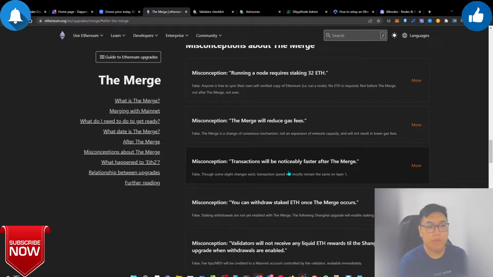Basically the same thing: gas reduced, faster transactions, making it like Visa. And after that, there are going to be slight changes, and from there, transaction speed will mostly be the same as layer 1. So the proof of work itself is called layer 1, and from there it is going to be somewhat similar.